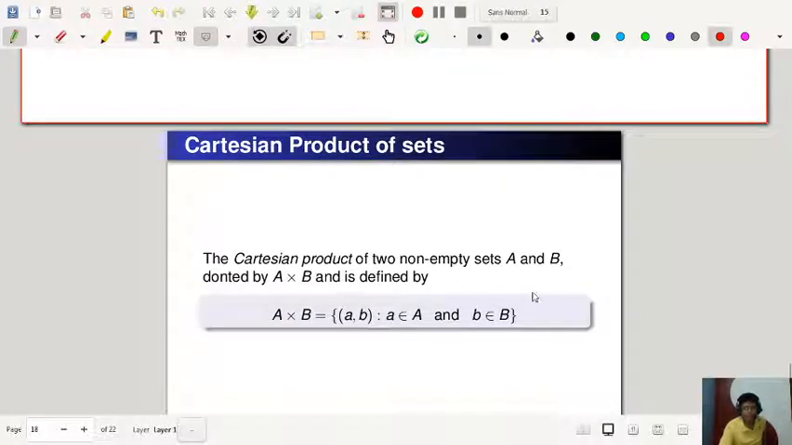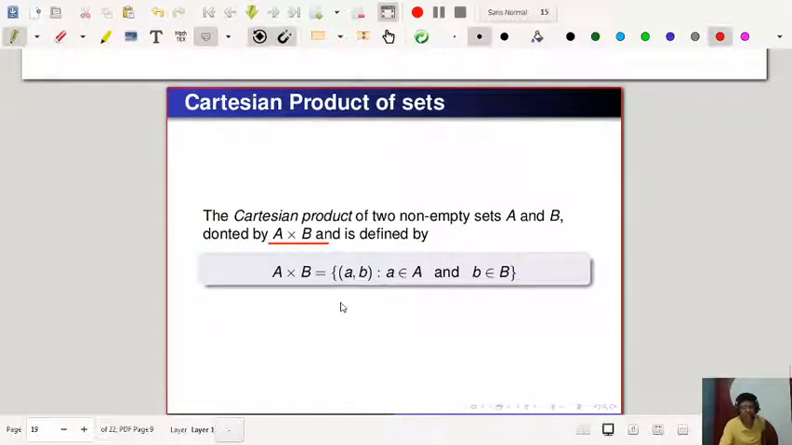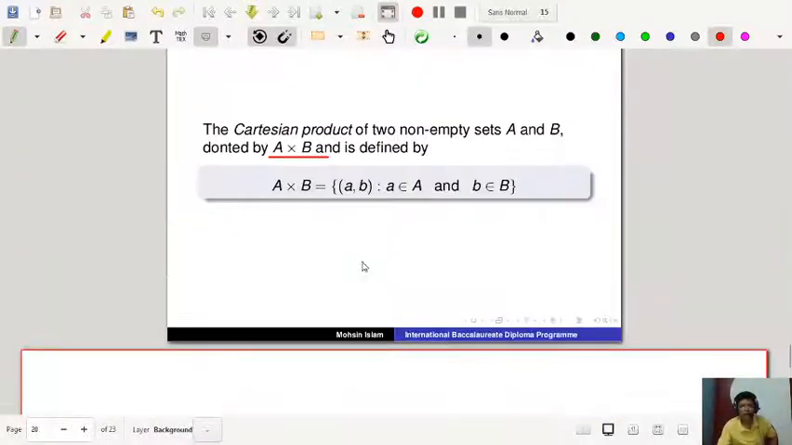So, what is the Cartesian product of sets? The Cartesian product of two non-empty sets A and B is denoted by A cross B. Look at that, there is a symbol of A cross. And this is the first time you are getting ordered pairs of elements. Just like in geometry, on graph paper, you draw the x-axis, y-axis, and plot the points on the graph. Have you drawn graphs in classes 9-10? Plotting the graph, right? Yes. So, let me show you.